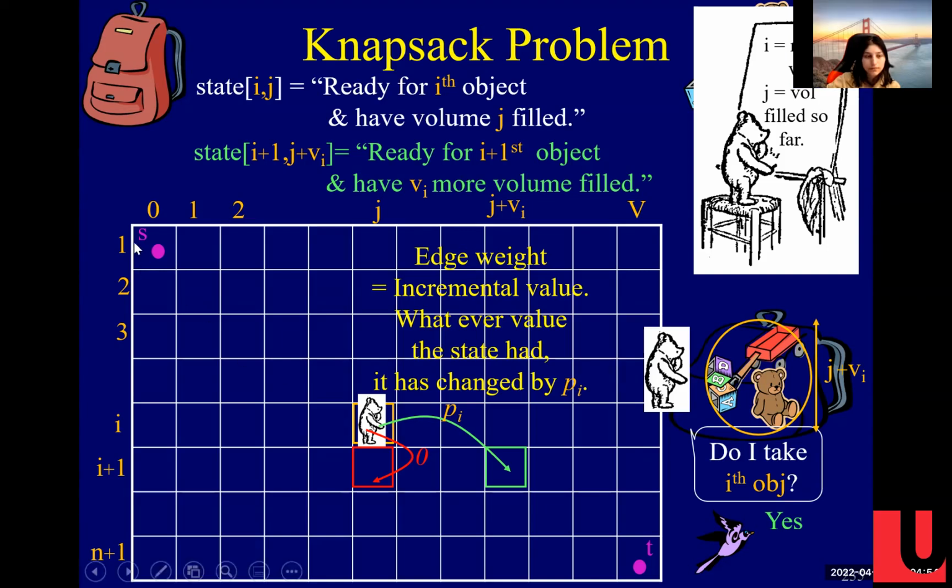So can you see that every path through this graph corresponds to a solution as to what to take and what not to take, right? And the cost of that path will correspond to the cost of the solution, right? Does that make sense?